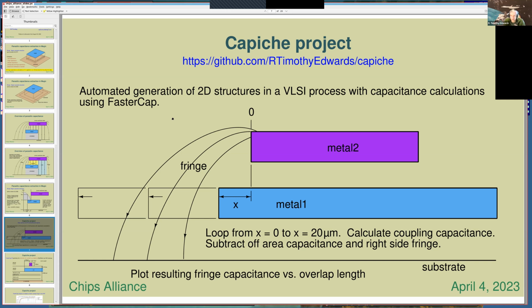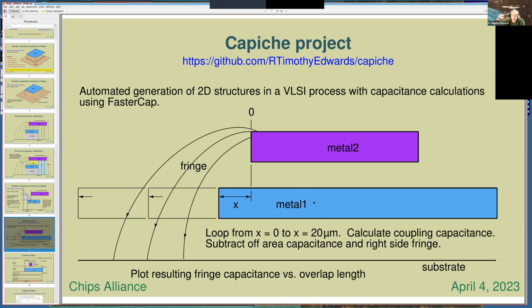And then I had some other Python scripts that would build out the input files to FasterCap from those structures. I call this the Capiche project, and you can find it on GitHub under my name. It has, for instance, a script that will describe a metal layer on top of another layer that is shielding it from the substrate. And then you can define the width of the metal and the position of the shielding metal underneath.